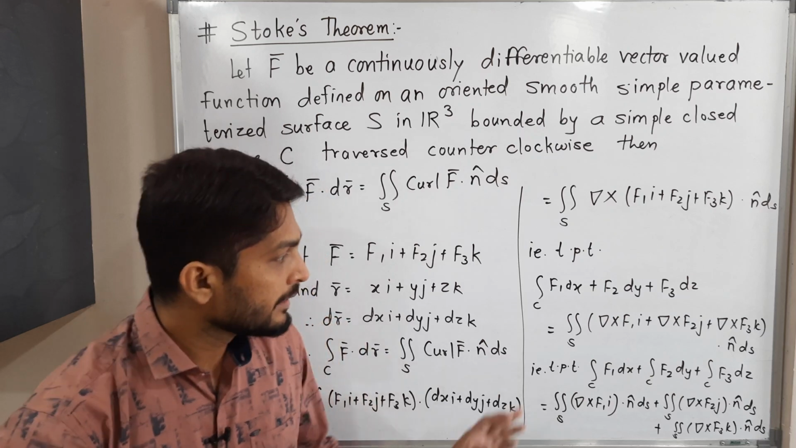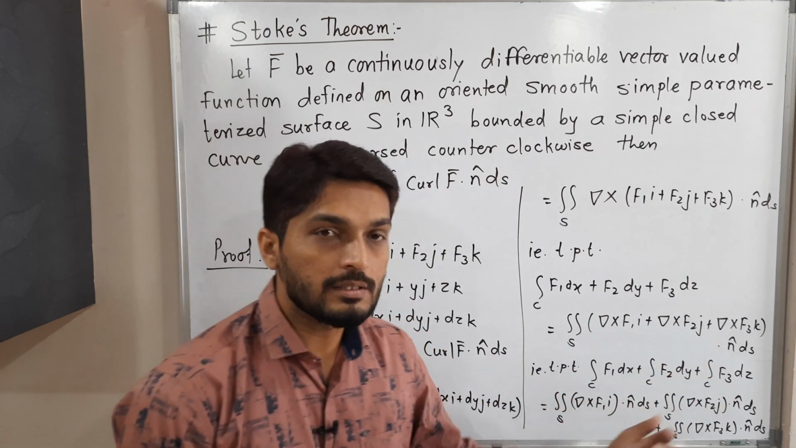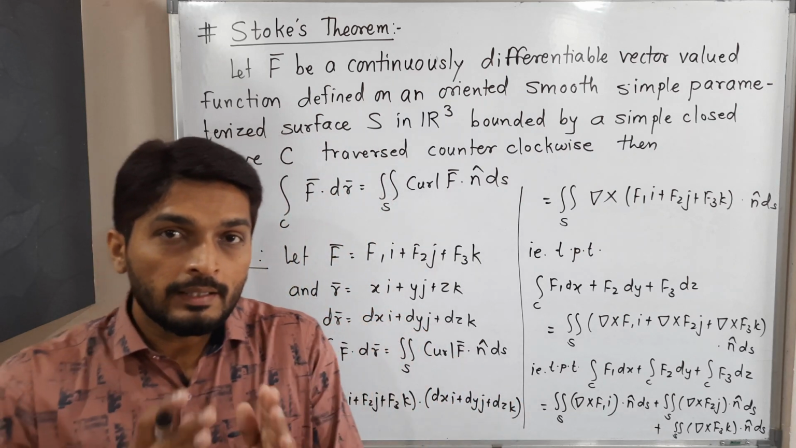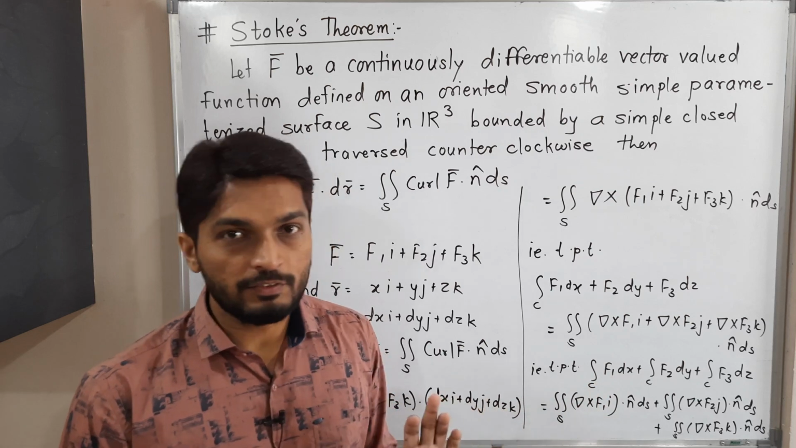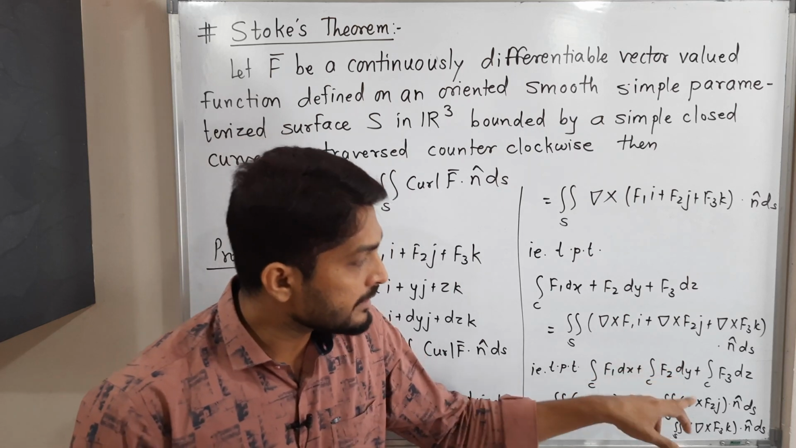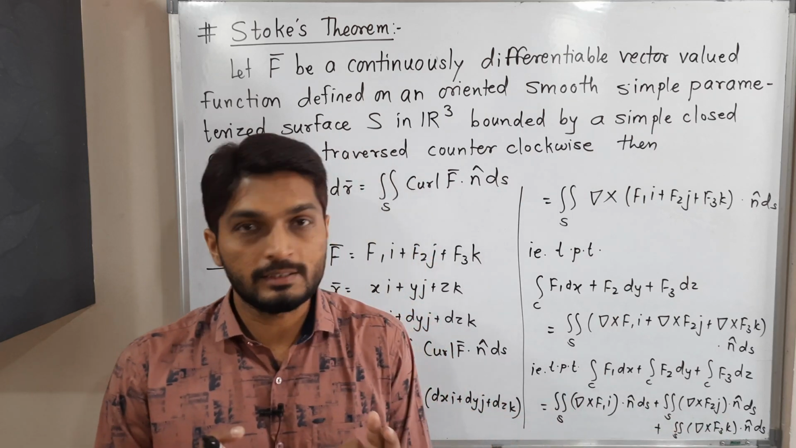Simply we have to prove that the sum of these three line integrals is equal to the sum of these three surface integrals. Now it is enough to prove that the first line integral is equal to the first surface integral, the second line integral is equal to the second surface integral, and the third line integral is equal to the third surface integral.